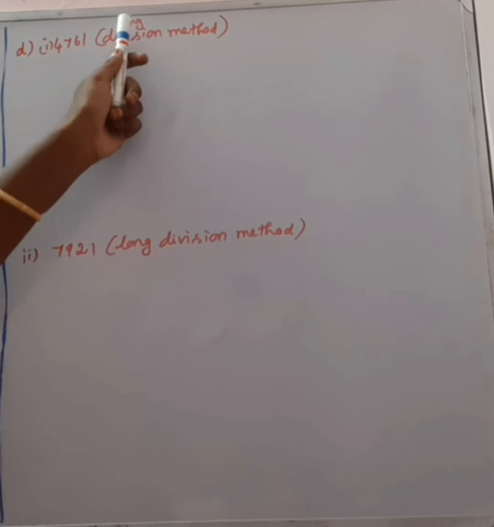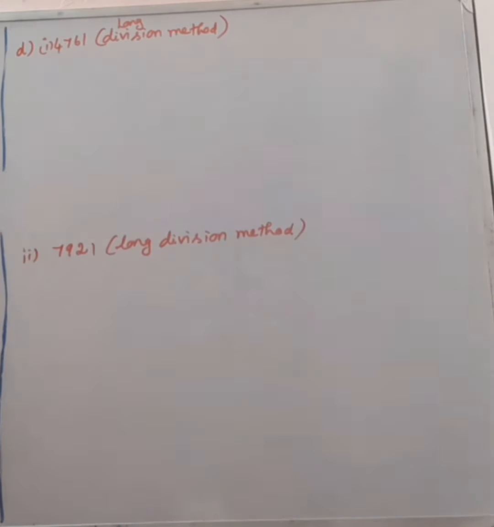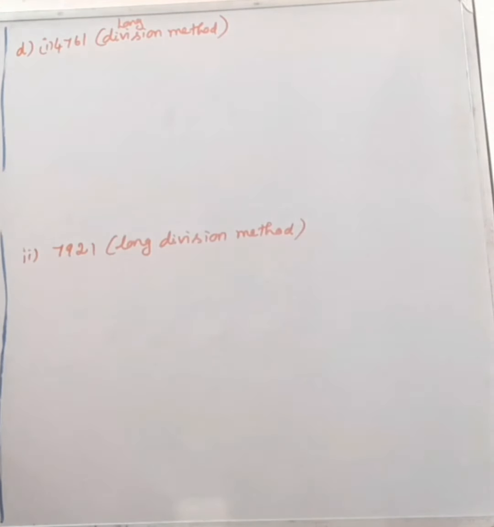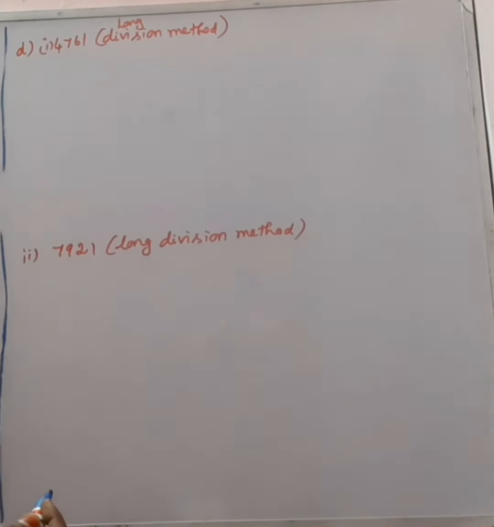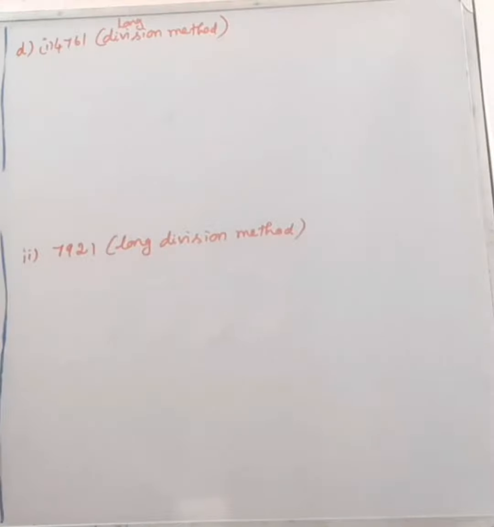4761 by using the long division method. Okay. The long division method, we want to do this sum. So how will we do the long division method? Or do you know that? No, this is new for you. Okay. So the long division method is so easy while comparing with our simple divisions.